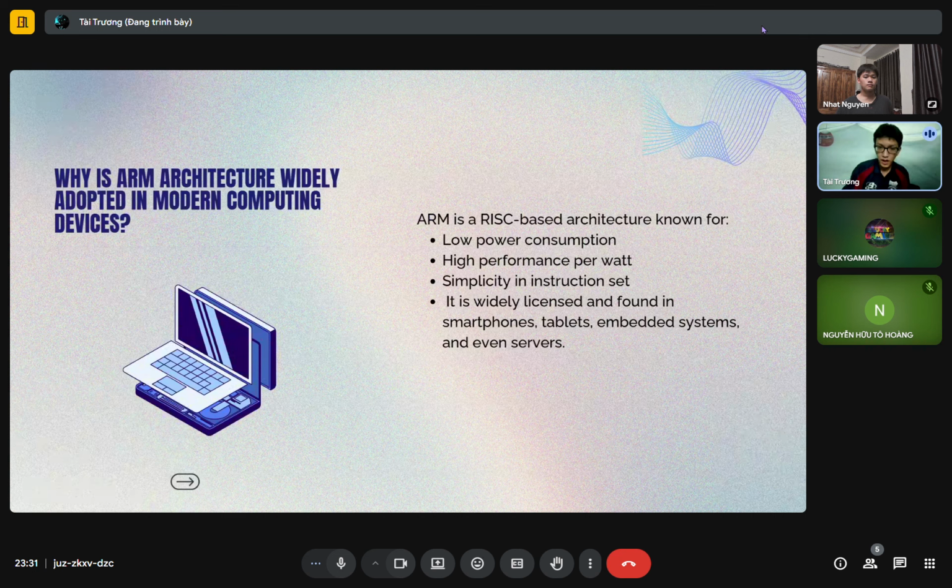And why is ARM widely adopted in modern computing devices? ARM is a RISC-based architecture known for low power consumption, high performance per watt, and simplicity in instruction sets. It is widely found in smartphones, tablets, embedded systems, and servers.